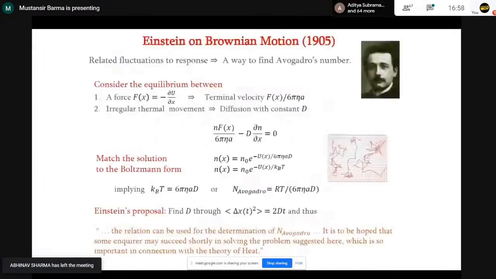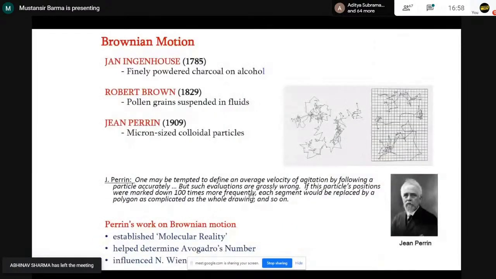What Perrin did is very simple. The procedure was something like this. He had a microscope, and on the microscope he had a grid. He focused on one particle at a time. At equal intervals of time, I think a few seconds between observations, he would call out the coordinates of the particle as observed on the grid, and an assistant would note these down on graph paper.